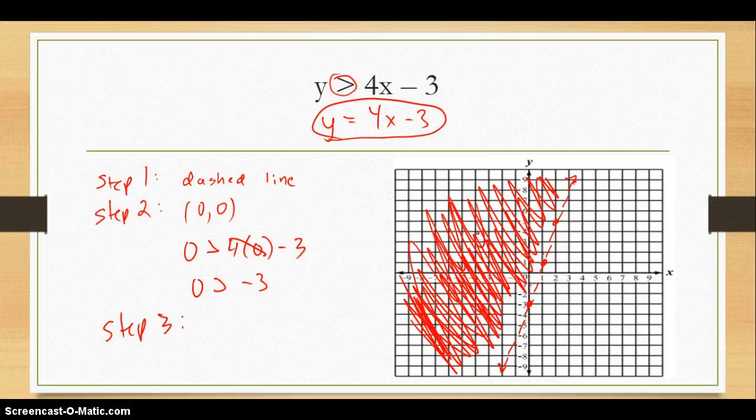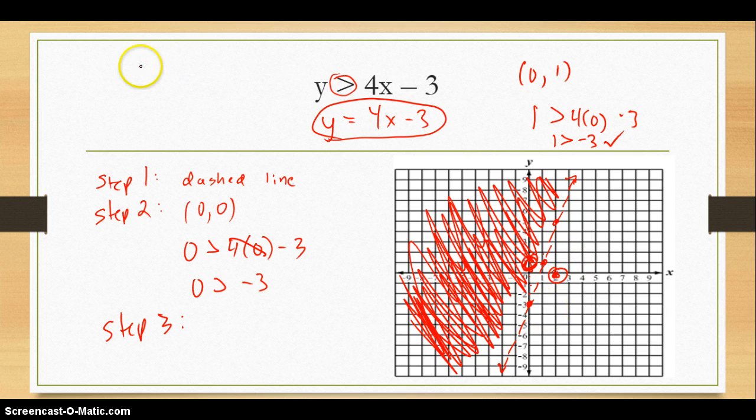And we can prove that just on this problem alone. I'll prove it to you. So let's say we chose 0, 1. 0, 1 is right in this area right here. So it should make the statement true. So is 0, no, I'm sorry, 1 greater than 4 times 0 minus 3? Well, is 1 greater than -3? That is true.